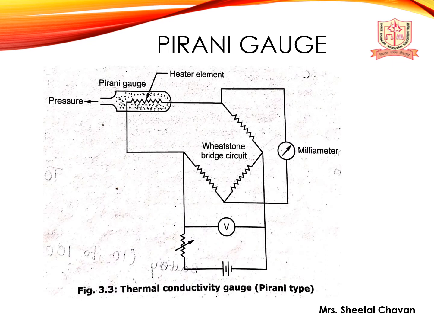So this is the diagram of the Pirani gauge, which consists of a Wheatstone bridge circuit and one Pirani gauge. It consists of the heater element, and the gauge is connected to the environment whose pressure is to be measured.